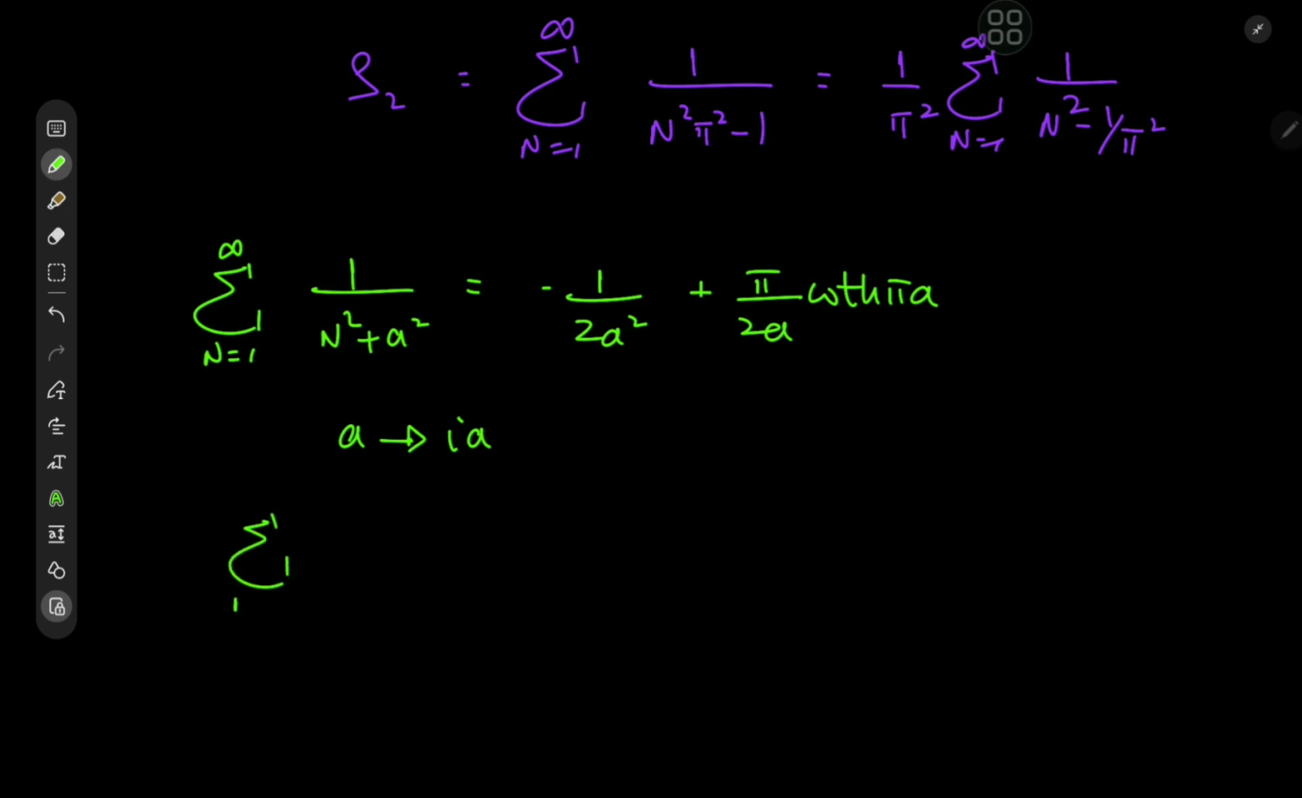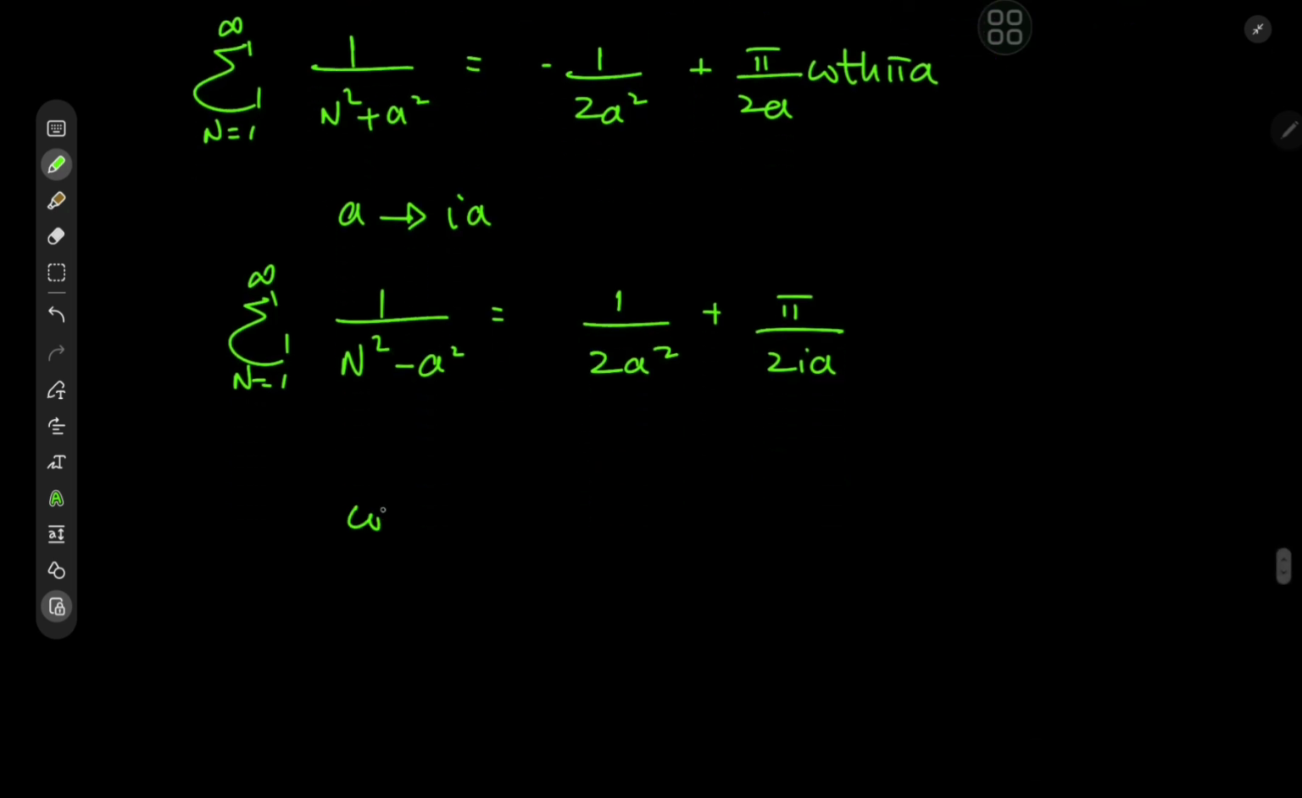So we have the sum over n of 1 by n squared minus a squared now equal to negative 1 over 2 negative a squared. So we have some cancellation there of the negative ones, that is. And we have pi by 2ia. What about the hyperbolic cotangent function? Well, we know that cotangent iz equals negative i times the hyperbolic cotangent of z.